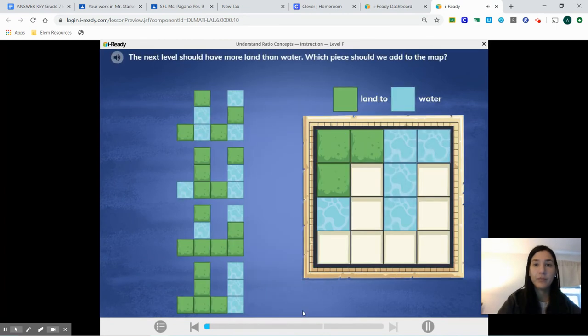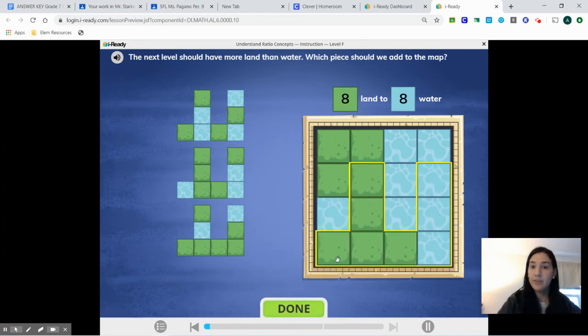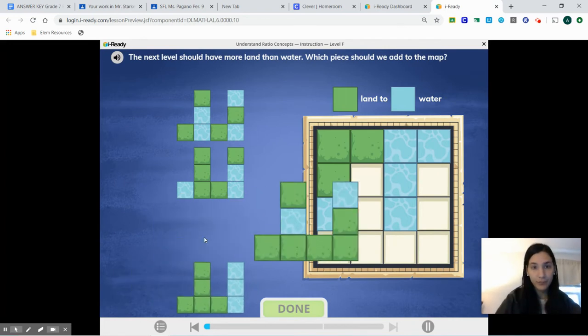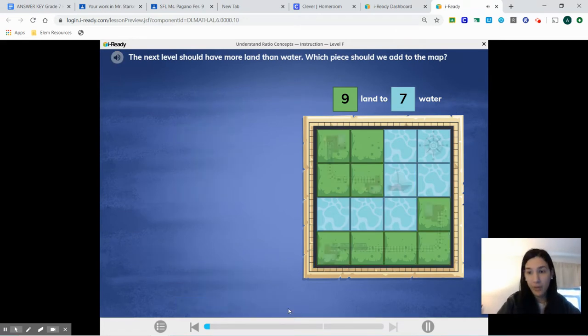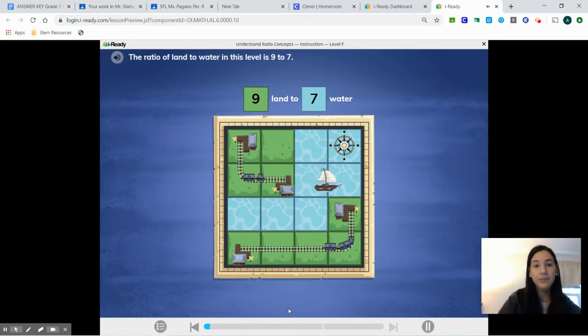The next level should have more land than water. Which piece should we add to the map? Okay, so now we want more land than water. So when we're clicking our choices, this one's equal, so this one doesn't work. We want the green to have more. So right here, we have 9 land to 7 water. That's good. And we can go on. The ratio of land to water in this level is 9 to 7.